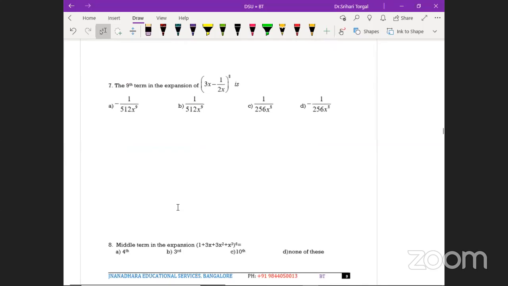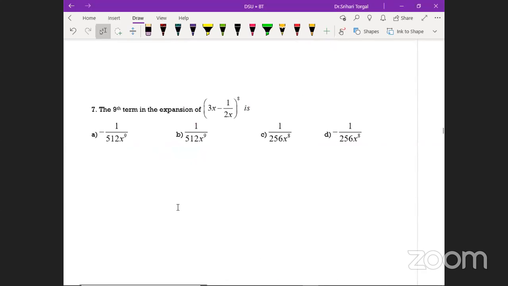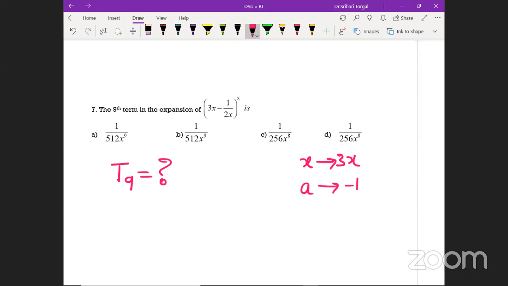What is the 9th term in the expansion of? So, the first thing is that you have to identify x. What is in place of x? We have 3x. What is in place of a? Minus 1 by 2x. Now, in place of x, it is 3x. In place of a, it is minus 1 by 2x.